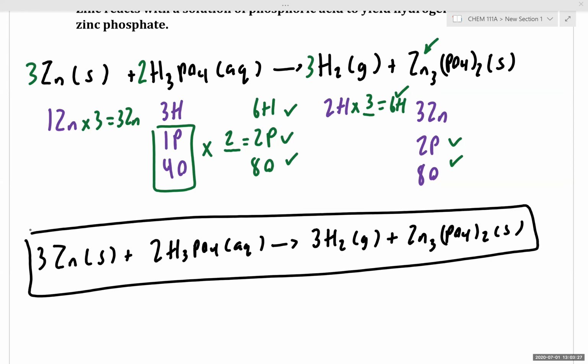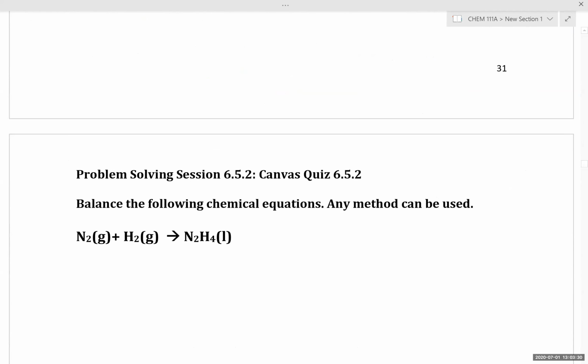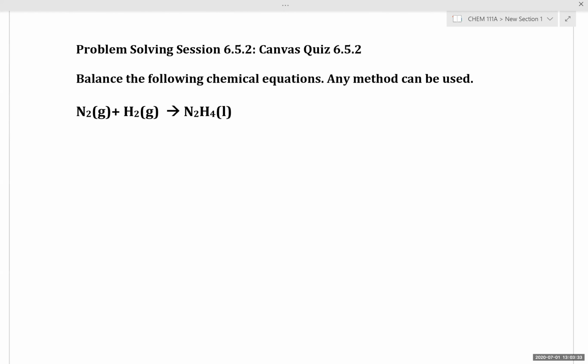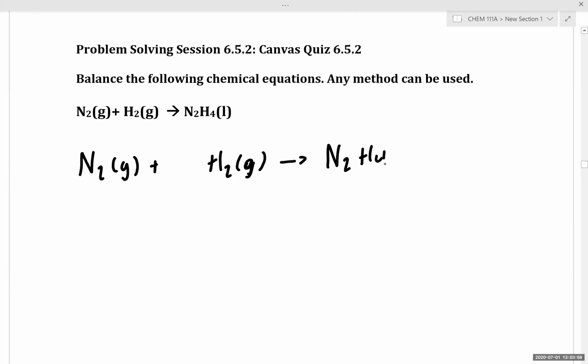Okay, let's continue on with our problem solving. So I'd like you to try to balance the following chemical equation, and any method can be used. So let's spend about 3 minutes on this problem, and we'll discuss this example in about 3 minutes. Again, don't be shy to message your responses in the chat as a public or private message, or to unmute and share your responses verbally or ask questions verbally or in the chat.